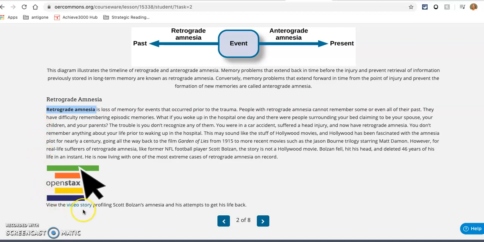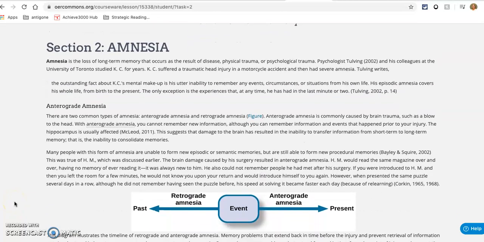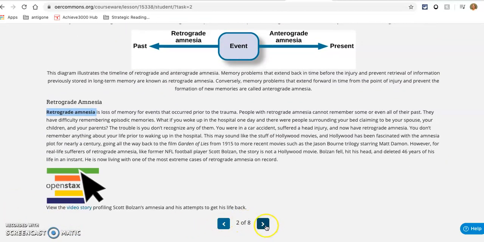And then I see that there is a video story here that I might consider looking at for extra information. Now this is where I'm going to stop with my pre-read because this is as far as we're going to really look. You notice down here at the bottom I could continue on. There's 8 pages in this particular section, but we're going to stop here.